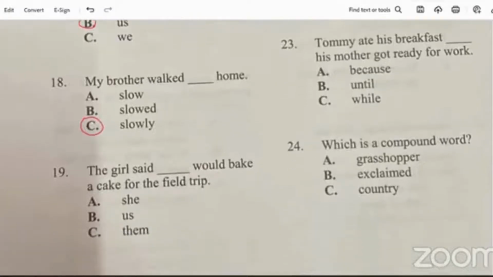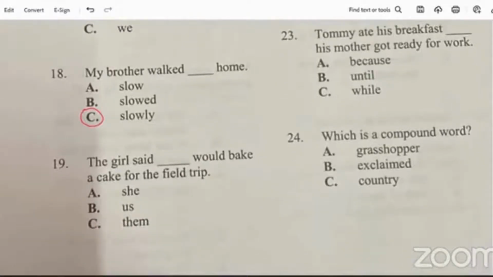Question 19. The girl said blank would bake a cake for the field trip. The girl said she would bake a cake. The girl said us would bake a cake. The girl said them would bake a cake. The answer is A, she would bake a cake.